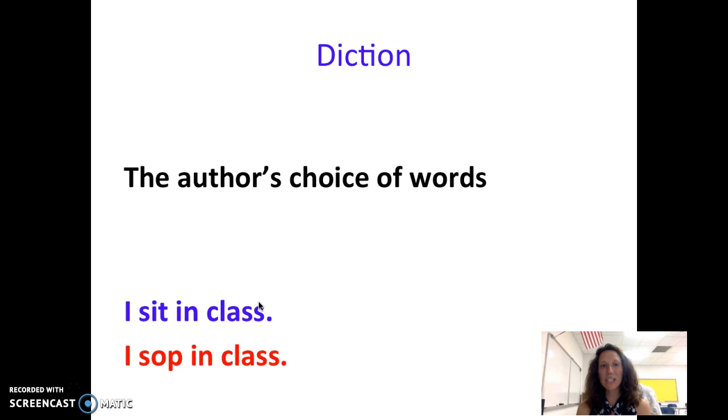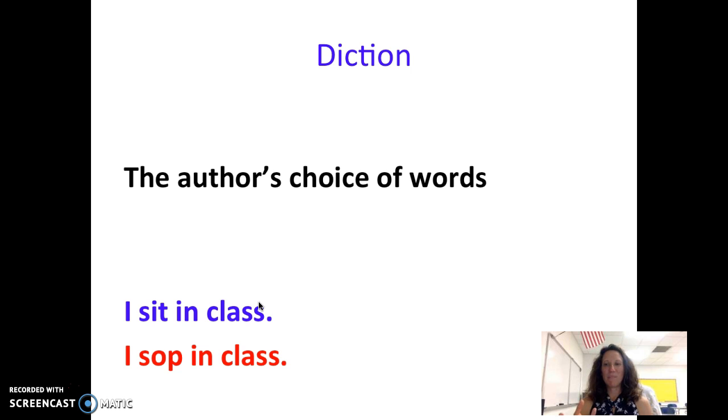Okay, diction, again, is the author's choice of words. Take a look at these two sentences. I sit in class, or I sop in class. Maybe you're saying, sop? What does that mean? Well, sop is usually what a sponge does. It absorbs all of the water into it, and it just lays there with water in the sponge, right?